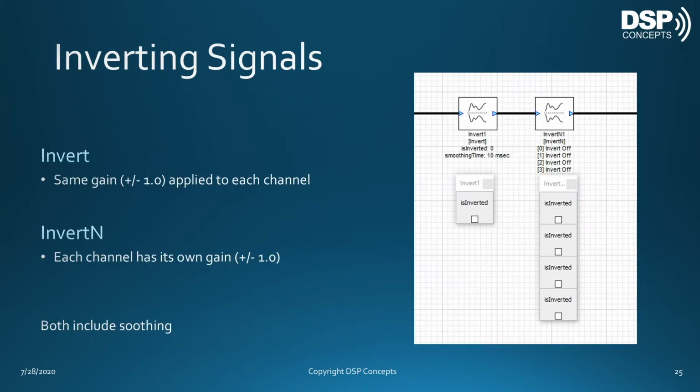We also have modules for inverting signals. So that's essentially multiplying by +1 or -1. And the invert modules do it smoothly, so you can specify the smoothing time. So there's no pops or clicks when you invert the signal. And we have 2 versions. There's an invert module that inverts all the channels on a multi-channel wire. Or there's an invert N, where you can individually specify which of the channels are going to be inverted. Both of these modules include smoothing.